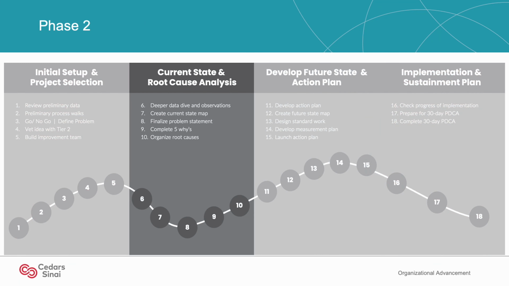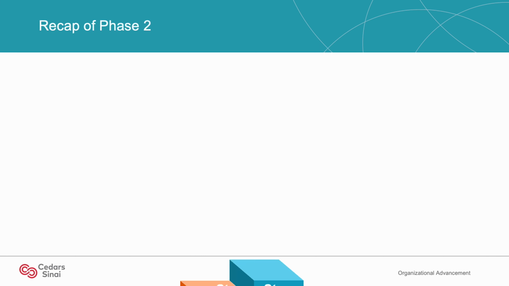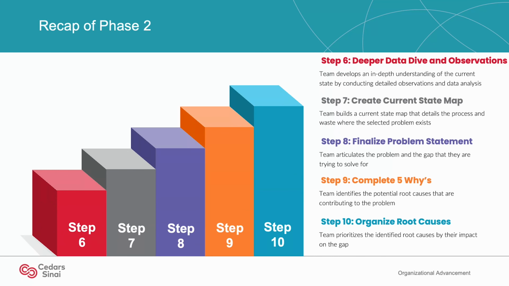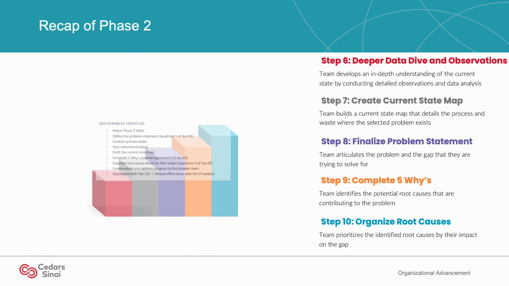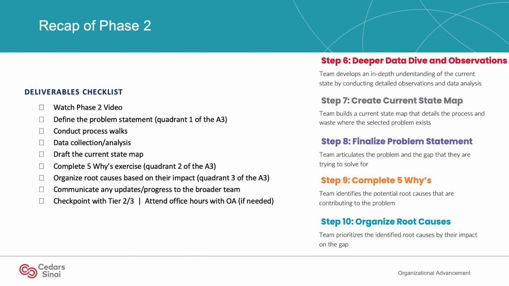Let's do a recap on what your team accomplished in Phase 2. By now, you and your project team should have completed a deeper data dive and observations, created a current state map, finalized your problem statement, completed the 5 whys to identify the root causes, and lastly, organized the root causes based on their impact to the gap. Please ensure that you and your team have completed all the checklist items for Phase 2 before moving on to Phase 3.